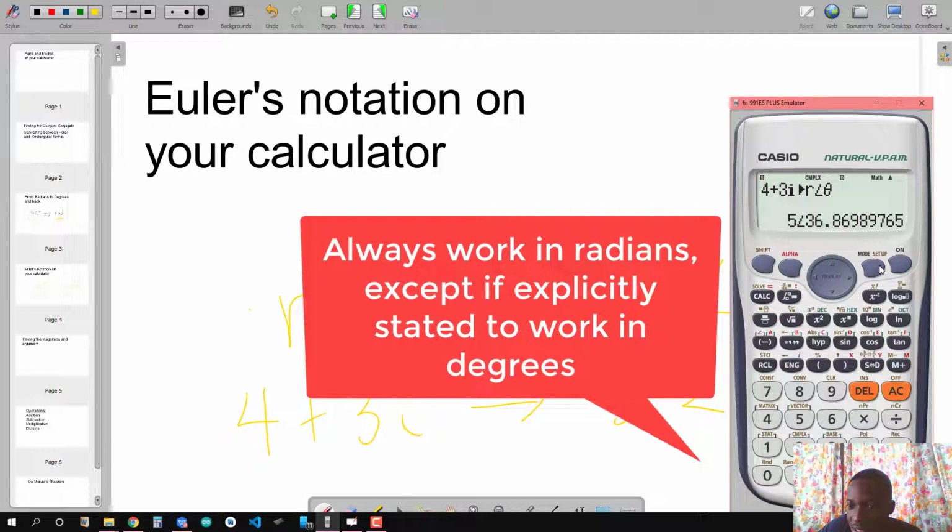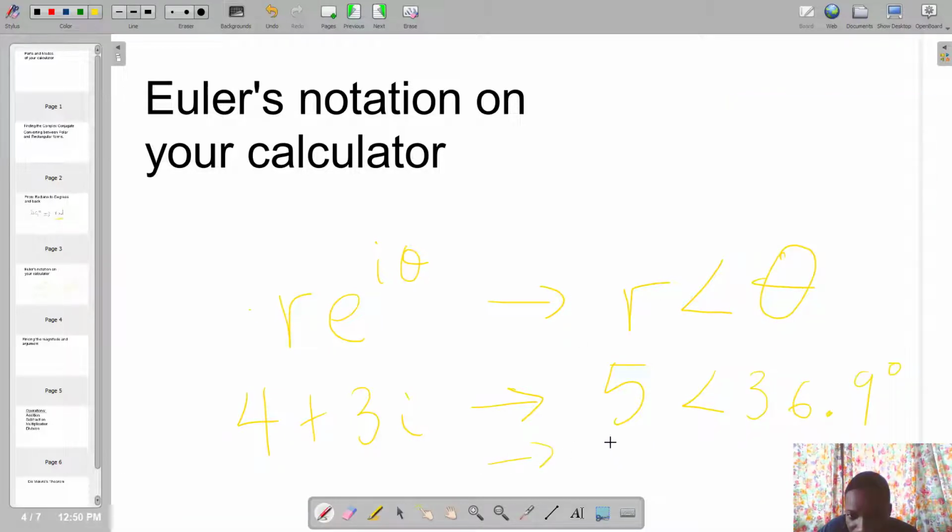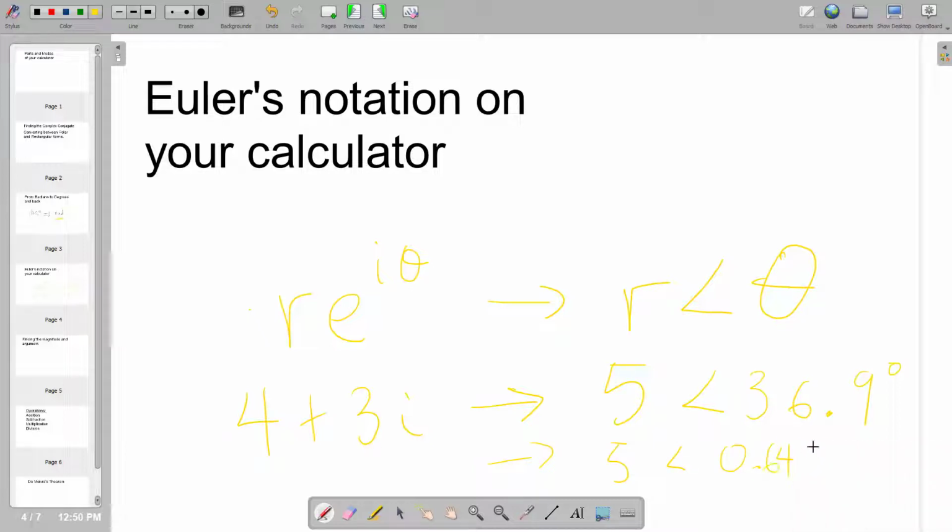Now what if you want to work in radians? Simple. You just go to setup, radians number 4, and then you perform your calculation again. So enter, and this time you have the magnitude is still 5, but our angle is 0.64 radians. So this is also 5 angle 0.64 radians.